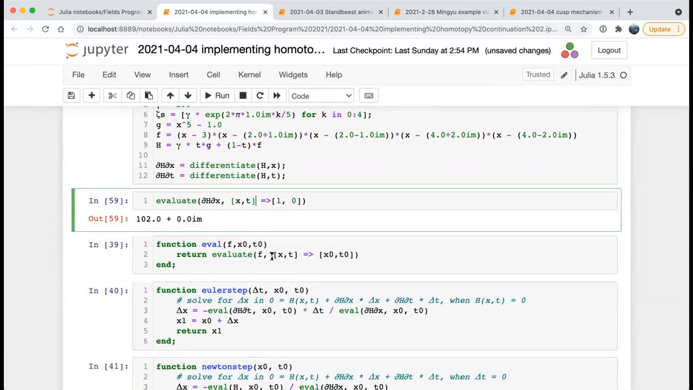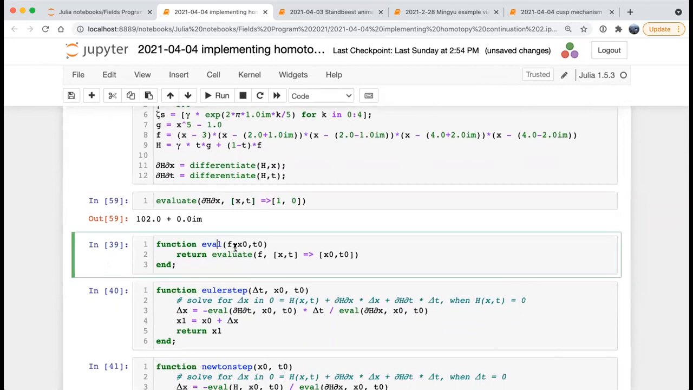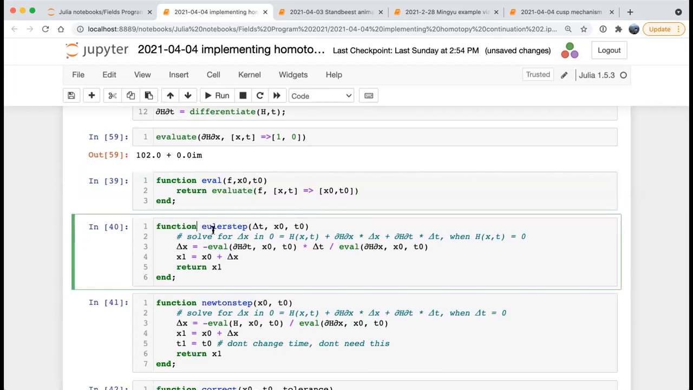Because I didn't want to keep writing this, I just made a shorter eval function. And now here's our Euler step. These are our current points wherever we are, and here's our desired delta t, and it's going to return the new x. It computes delta x as the solution of a linear system, then updates our old x for the new one and returns the new one. Okay.